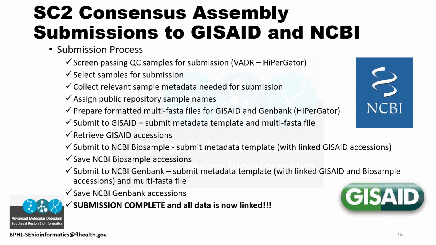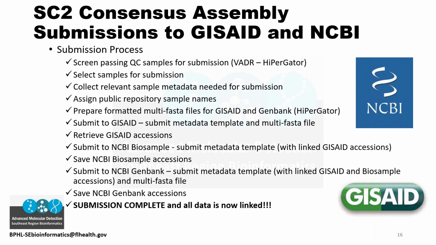You'll then submit your FASTA file and your metadata template to GISAID. You'll wait for them to accept your samples. You'll then retrieve those accessions, which I'll show you how to do on Friday. And then after that, you'll submit to NCBI biosample. You'll submit the metadata template, just an Excel sheet, with those linked GISAID accessions.